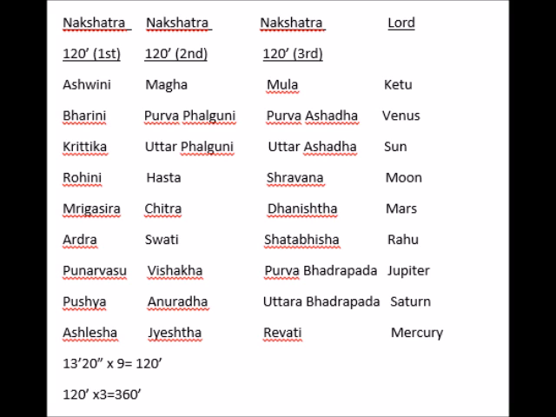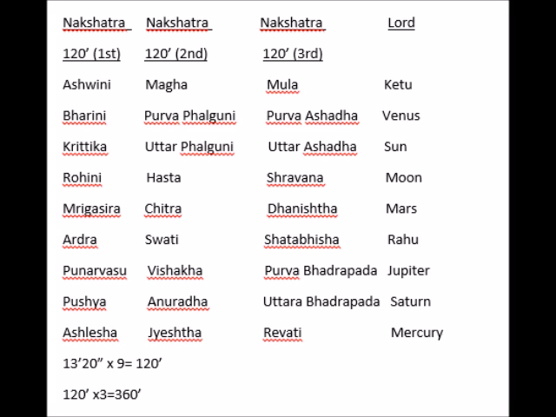But most importantly, like I said, do not forget the sequence. The sequence cannot change. It'll be first Ketu, the next will be Venus, the next to Venus will be Sun, then it will be Moon, then Mars, then Rahu, then Jupiter, then Saturn, and then Mercury. So it keeps repeating itself after every 9 nakshatras.